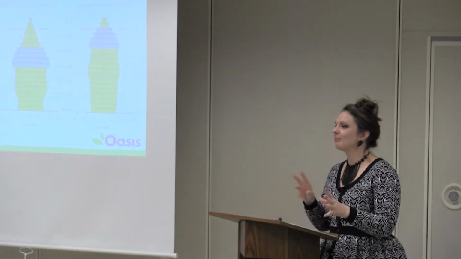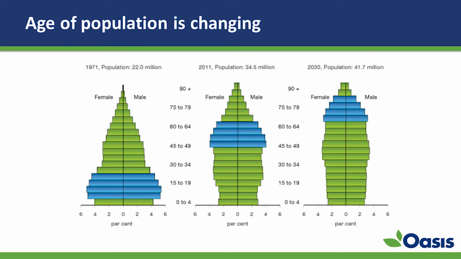So we're living longer, period. But the proportion of the population is also changing in the US and across the world in many countries. So these three graphs show the proportion of ages in our population. It doesn't show how the number of people in the country have changed, it just shows the proportion of that. The furthest to the left is from 1971, the middle is 2011, and the far right is 2030 predictions.